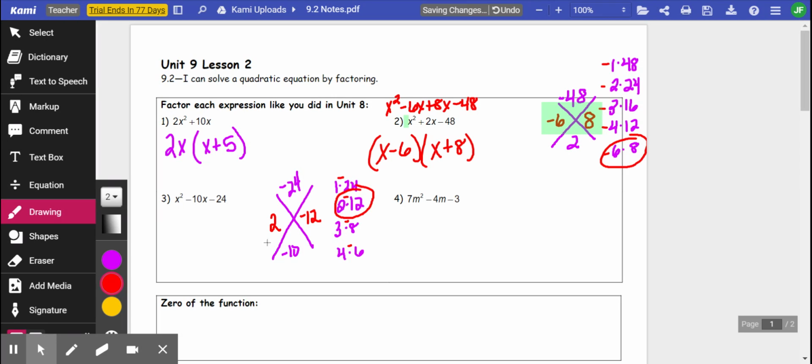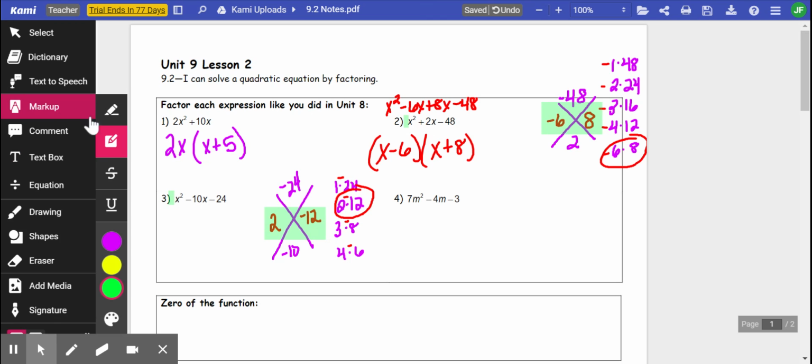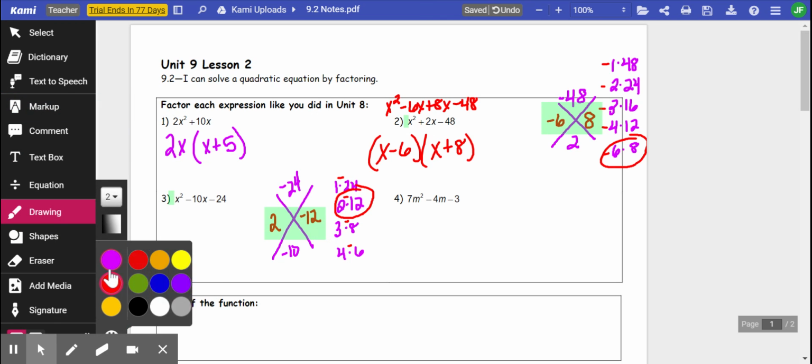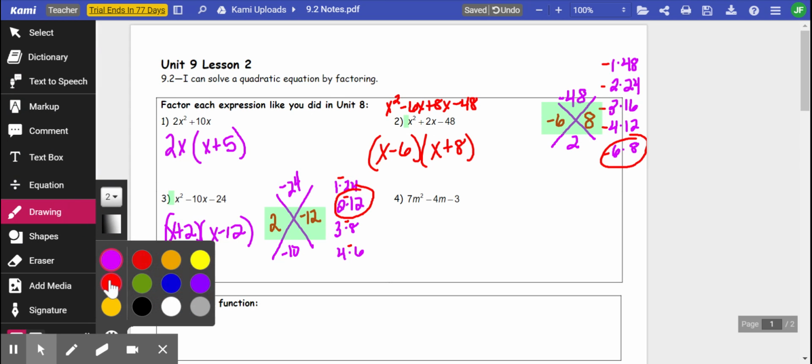because of those signs. And again, I don't have a number in front here, right there. So I'm going to go directly to my parentheses using those 2 numbers that we just found. So I'm going to write this as x plus 2 times x minus 12. Okay, and again, that only works when there's nothing in front of your x squared.